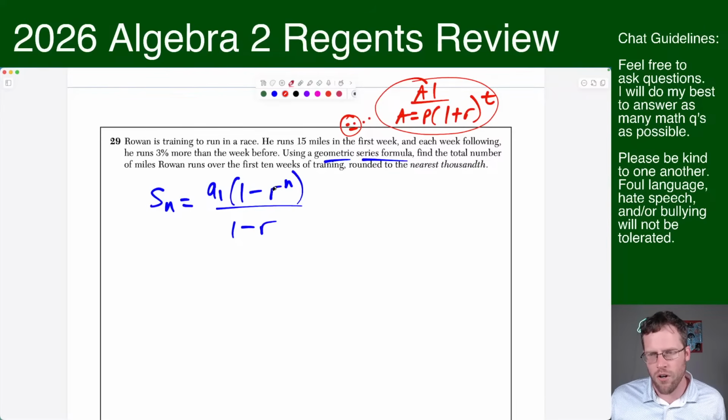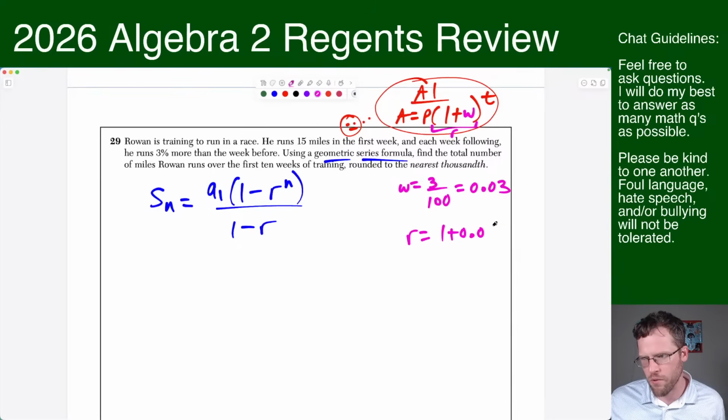Like, maybe I'll change that formula. I'll call this W instead. But then this whole thing here is R. So if I said W equals 3%, 3 over 100, which is 0.03, the R value here, the multiplier, is 1 plus 0.03. So R would be 1.03.